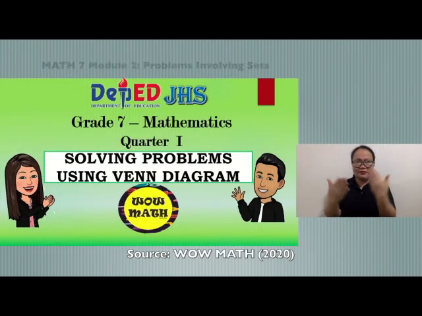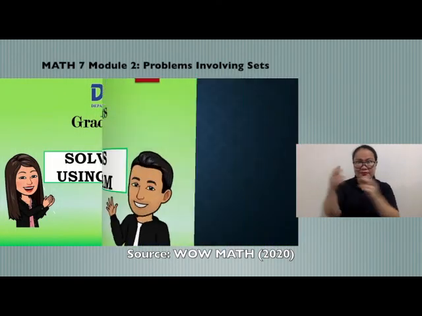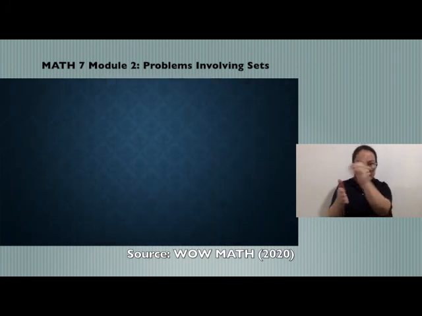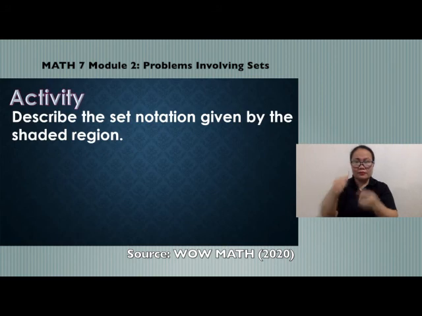Hi mga kawawmat! In this video, we will discuss and describe the set notation given by the shaded region in the Venn diagram. Okay? And then after that, we will solve problems using Venn diagram. So first, let us try to describe the set notation given by the shaded region. So, bago tayo magpunta sa problem solving, dapat alam natin kung paano i-describe itong mga shaded region na to into set notation para mas madali sa atin mag-solve ng problem.